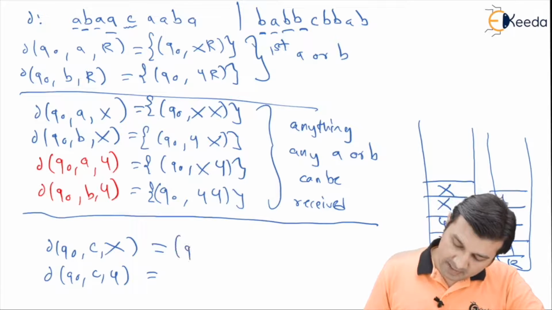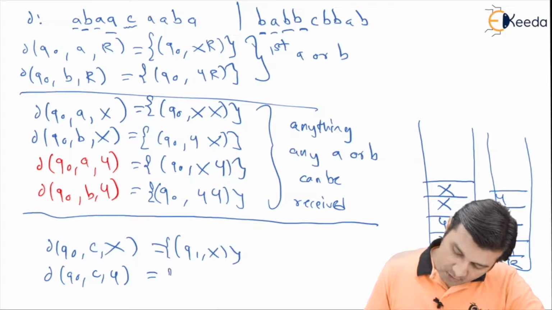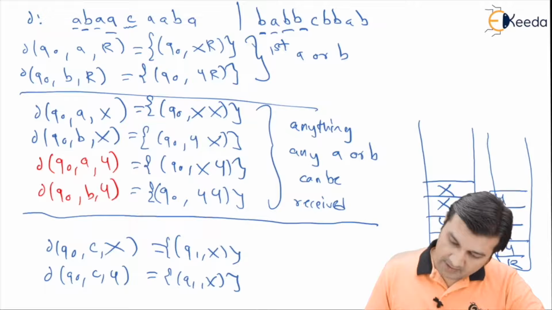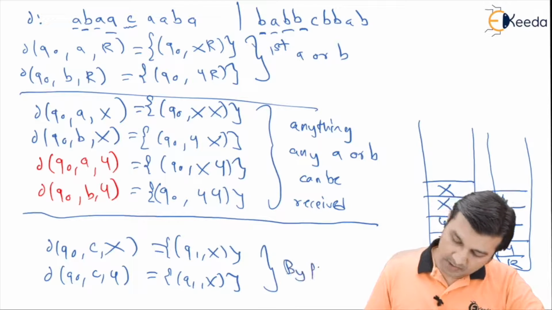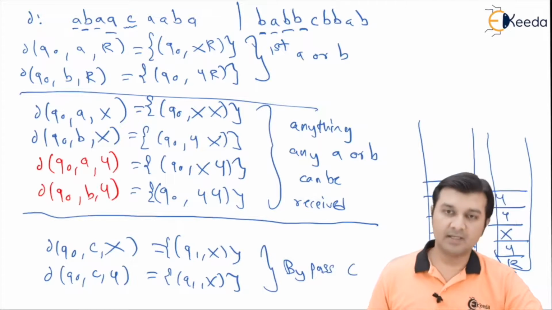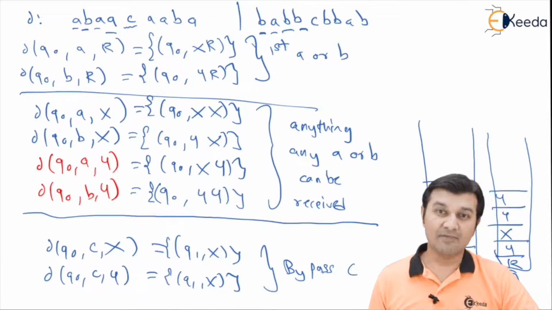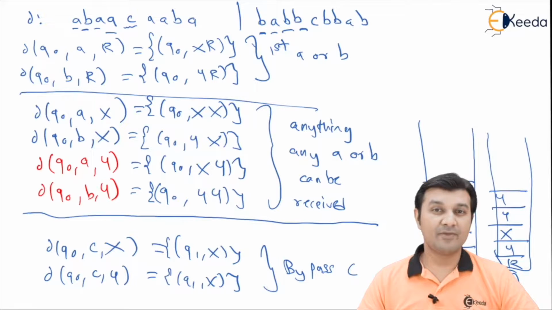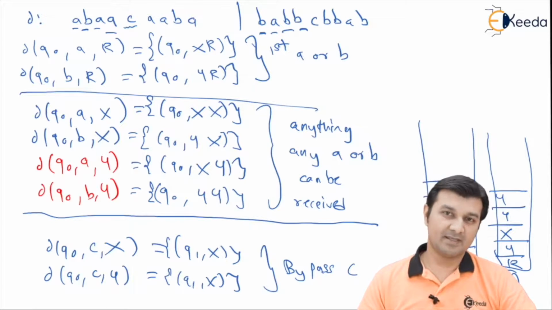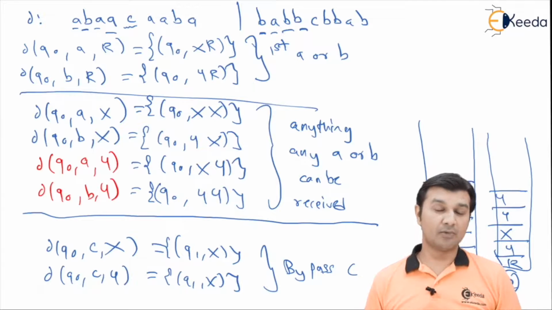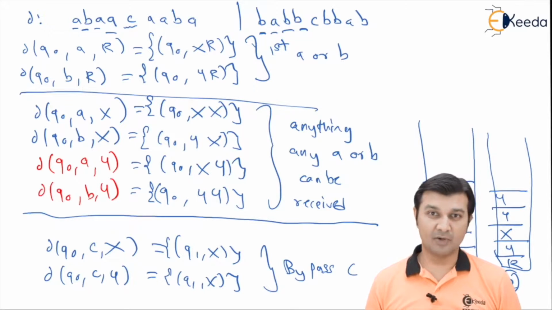And in both the cases I have to simply bypass the state. Therefore I write Q1 comma X, and here also I write Q1 comma X, right? So this logic is for bypassing the C just by having a simple state change. Now my friends, once we have bypassed the C, the logic says for every B pop 1 Y, for every A pop 1 X.